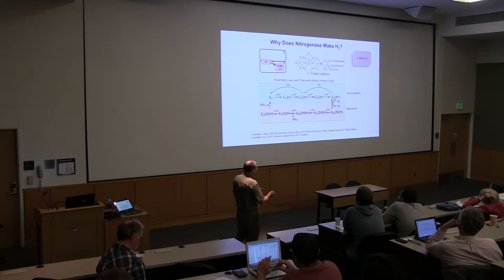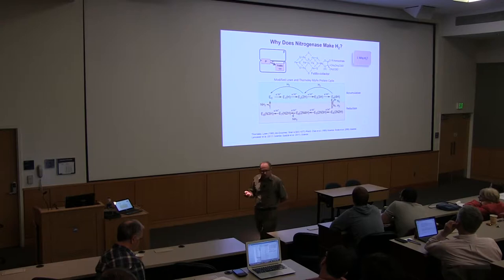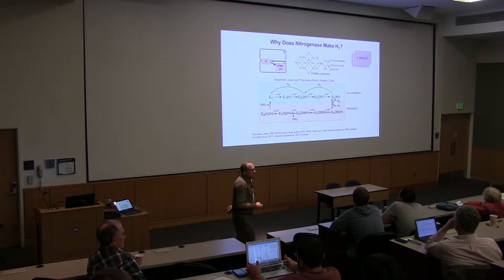And I'm going to skip past all of the experiments that we did, but suffice to say, what we had done is we had trapped this state. And of course, of all the states on that kinetic scheme that you'd want to trap, that'd be the first one you want to trap because that's where the action's at. That's where you're going either backwards to release hydrogen or going forward and binding N2 and then going forward. So we had trapped the E4 state.